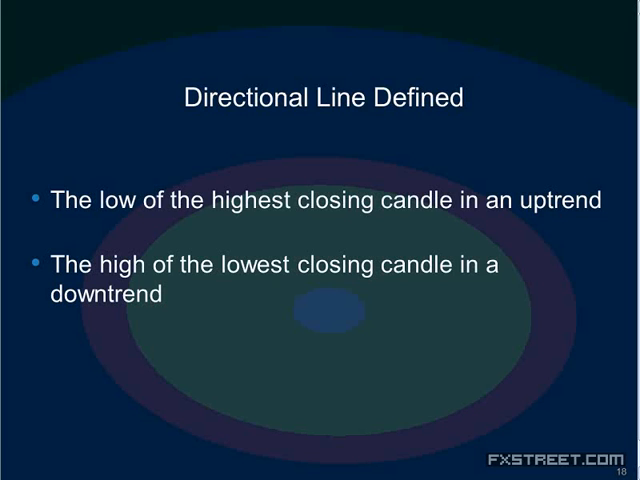The directional line itself is the low of the highest closing candle in an uptrend. Okay, if you haven't written these down, go ahead and do that. The low of the highest closing candle in an uptrend. Now I want you to close your eyes, and I want you to imagine an uptrend.